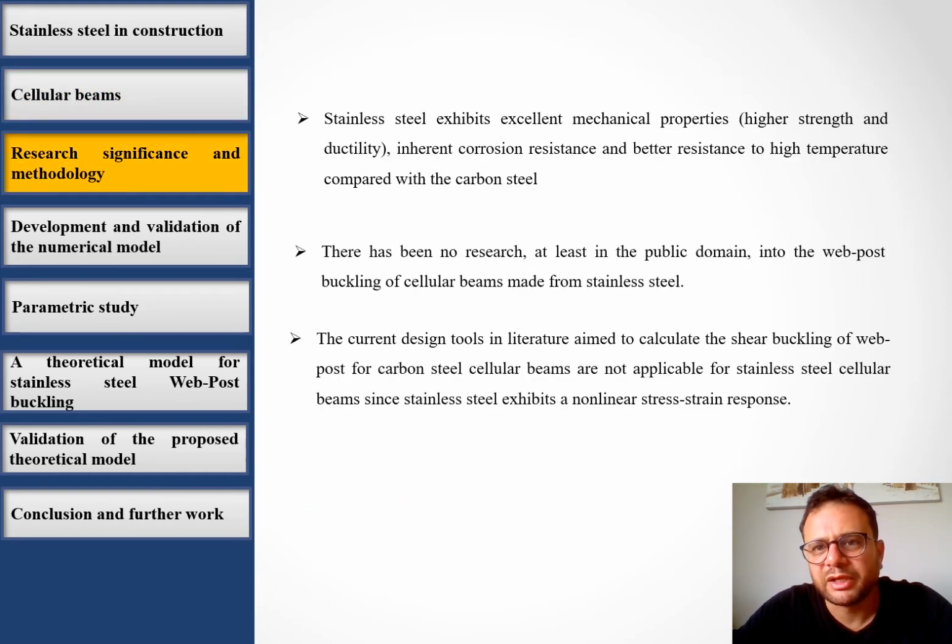Stainless steel has excellent mechanical properties like high strength and high ductility, and also inherent corrosion resistance and better resistance to high temperature than carbon steel. There is no research into web post buckling of cellular beams made of stainless steel. Most of the research has been conducted on normal thin carbon steel. Also, the current design tools in the literature that aim to calculate the shear buckling of the web post of cellular beams are not applicable to stainless steel cellular beams, because stainless steel exhibits a nonlinear stress-strain relationship from the early stage of loading.